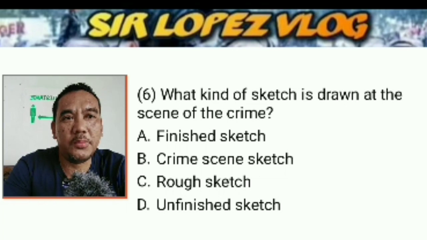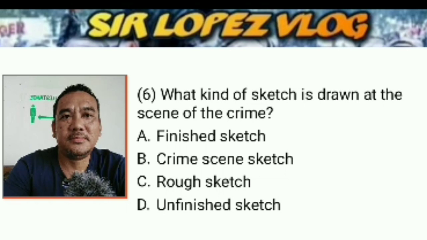What kind of sketch is drawn at the scene of the crime? A. Finished sketch. B. Crime scene sketch. C. Rough sketch, or letter D, Unfinished sketch. Number 7.